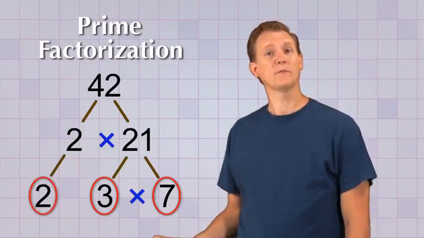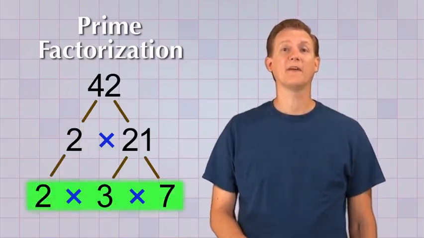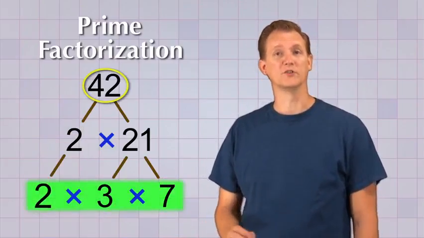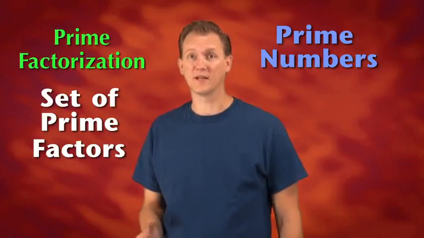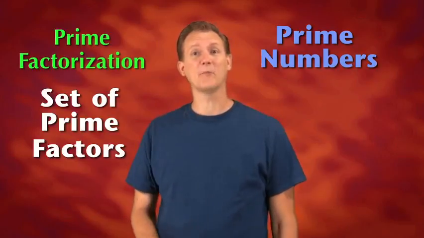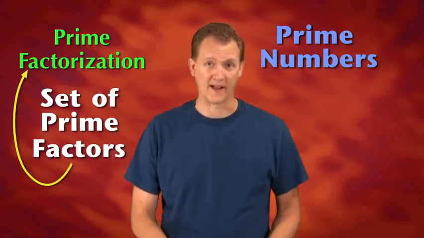We bring down the 2 from the first step, and we can see that the prime factorization of 42 is 2 times 3 times 7. All right, now you know what prime numbers are, and you know how to use prime factorization to find the set of prime factors that a composite number is made of. And that set of numbers is also called its prime factorization, just to confuse you.